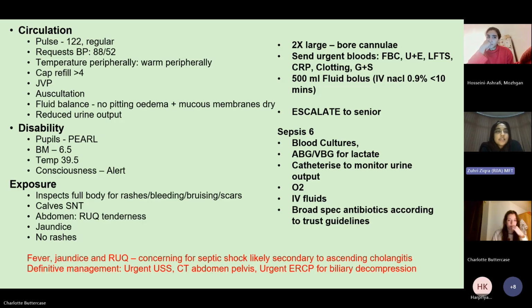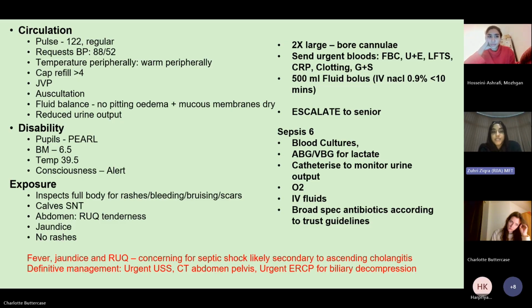So just for timing's sake, should we just load up the rest of it so people can have a look? Thank you. Yep, so everyone's mentioned this already. Patient's got fever, jaundice, right upper quadrant pain. They've got the triad. So it's concerning for septic shock, possibly. Their blood pressure was on the low side, lactate was raised, likely secondary to ascending cholangitis. They've got right upper quadrant tenderness, jaundice, they've got the temperature.